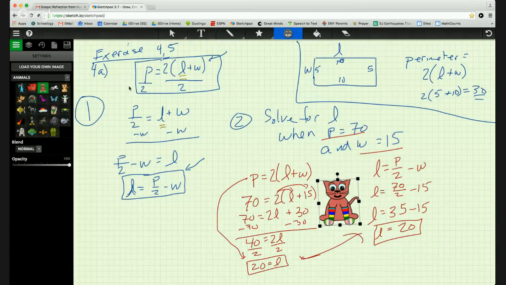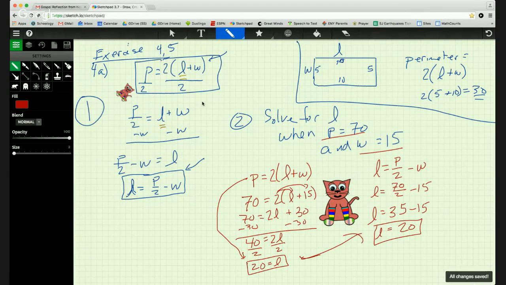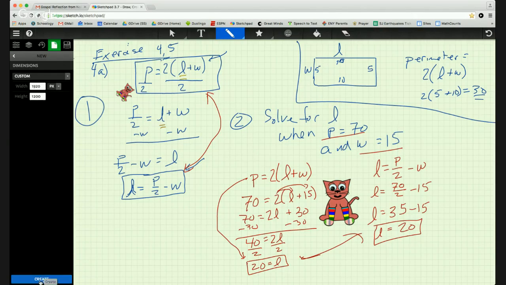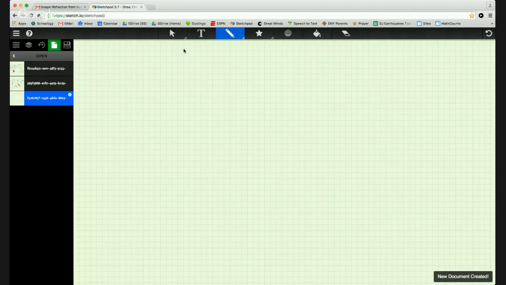So the whole idea of exercise 4 and 5 says that when we rearrange formulas, we still have equivalent formulas. They're just written in a different form. This form up here solves for P, this form here solves for L, but they are equivalent and can be used to solve for the rest of the variables if we know all the rest except for one.